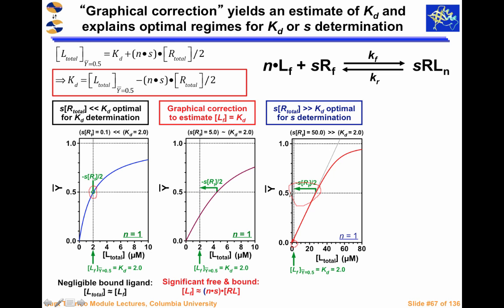But I want to pause here because the essential conceptual content of this whole screencast has now been covered. The bottom line is the graphical correction reflects a simple mathematical principle: at 50% saturation, the free ligand is always equal to KD. If we take the total ligand at 50% saturation and subtract the bound, we're going to get the KD. So that's a simple way for us to go from any binding experiment. Once we are sure that someone is plotting total ligand, we can take any binding data, do the graphical correction, and get an estimate of KD.